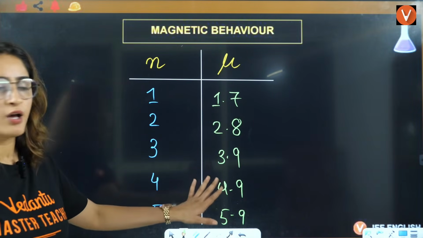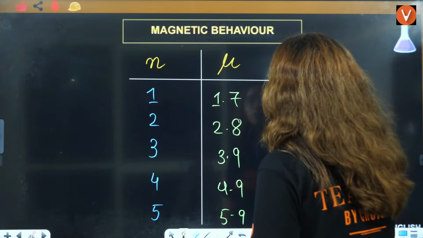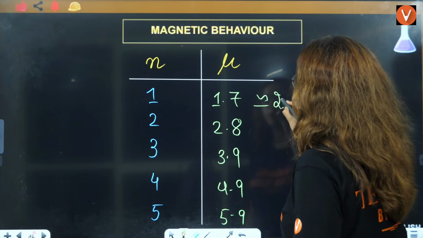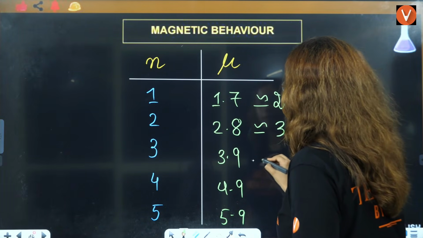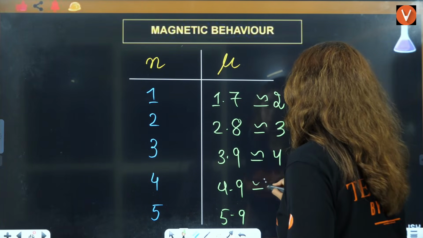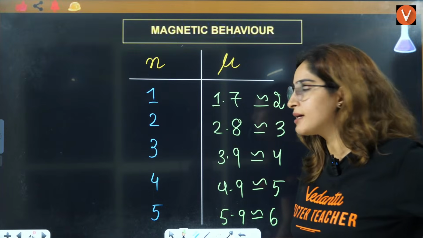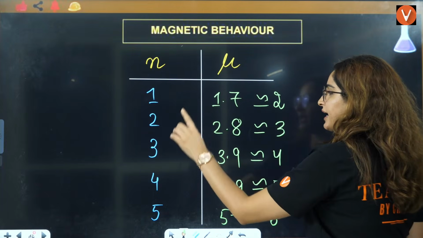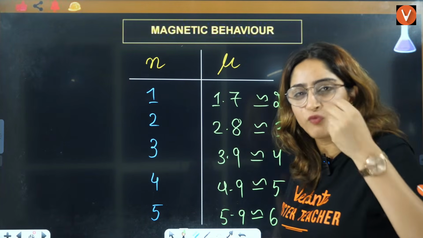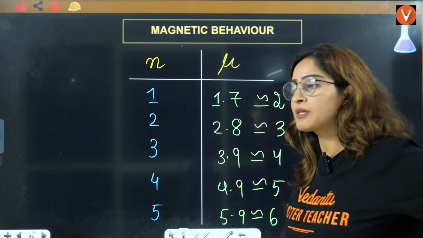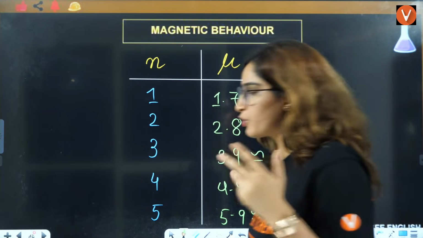If they ask you in JEE, they usually ask in integers. It is approximately 2, approximately 3, approximately 4, approximately 5, approximately 6. I have just added 0.7, 8, 9, whatever you add, right? So that is a simple trick. You don't need to put in the formula.